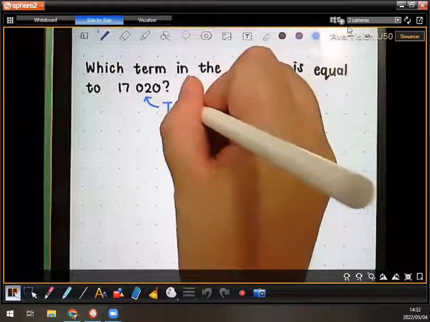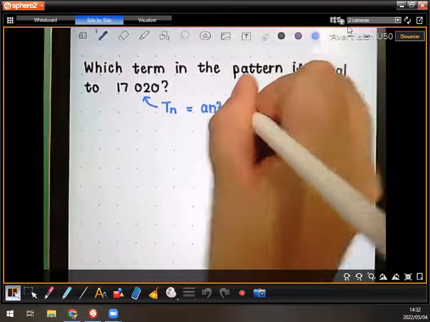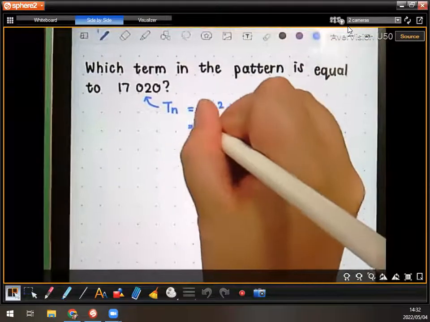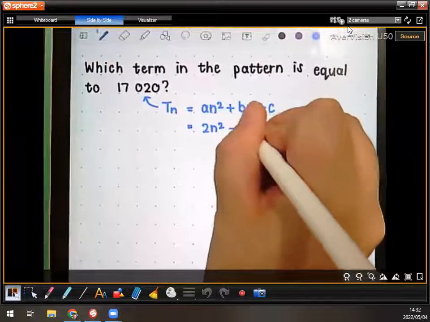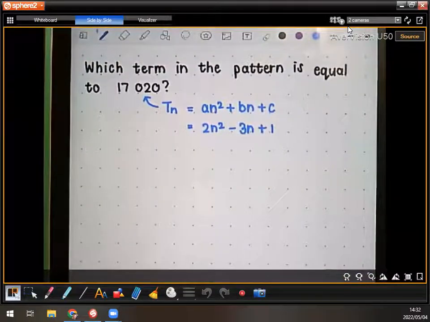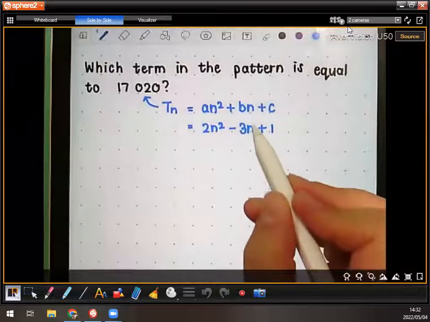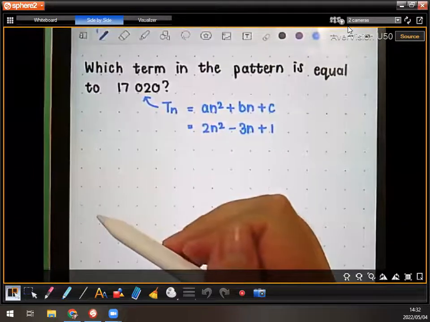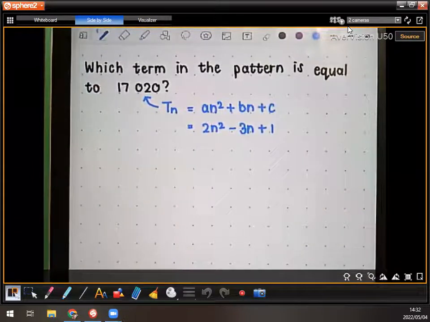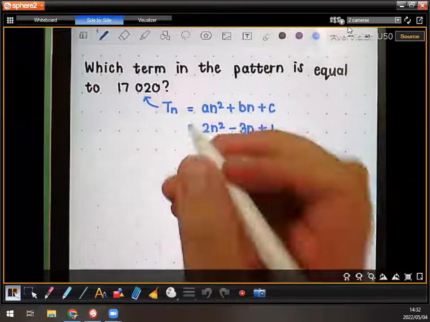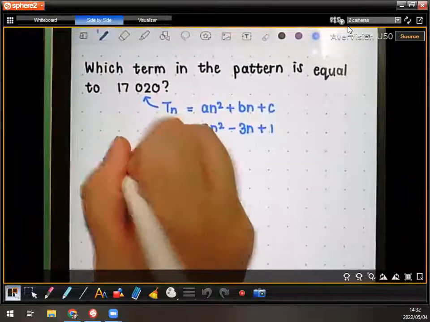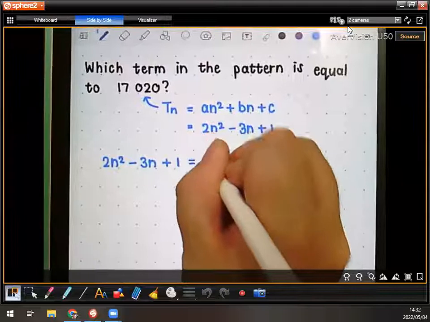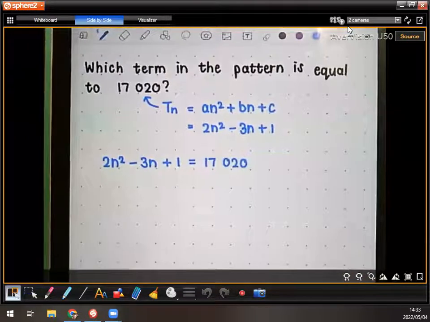Right, so remember we found our whole an squared plus bn plus c thing. What was our formula that we worked out again? Was it 2n squared minus 3n plus 1, right? That's the formula that we got. But we're going to make this formula now equal to this number. Okay, so always when they're asking which term is it, then that is what you need to do. You're going to take your formula that you calculated, 2n squared minus 3n plus 1, equal to the number that they're giving you.